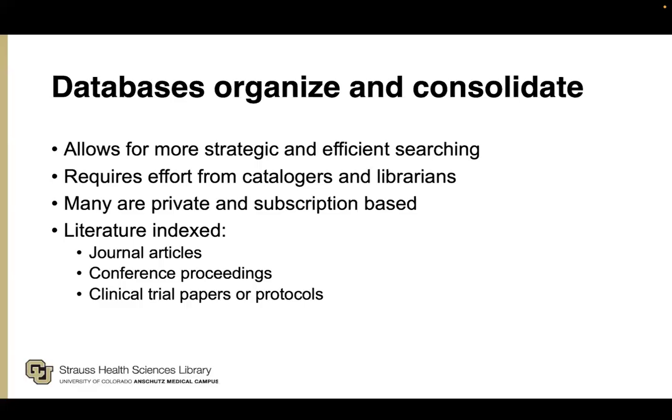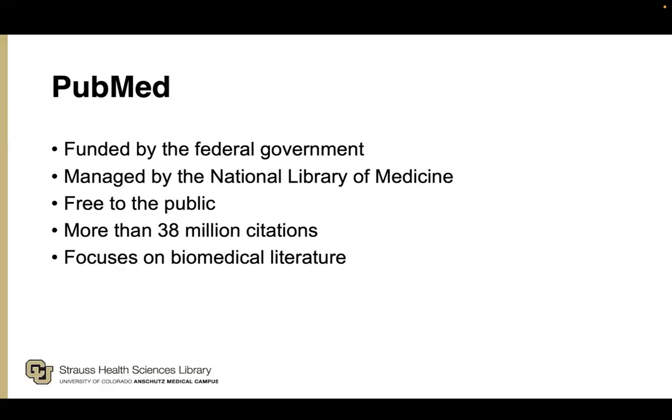Within these databases, some of the common types of literature to be indexed include journal articles, conference proceedings, and sometimes clinical trials, either their paper or the protocol about the clinical trial. So those are some of the things about databases in general, which leads us to PubMed, which is one of the largest health sciences focused databases.